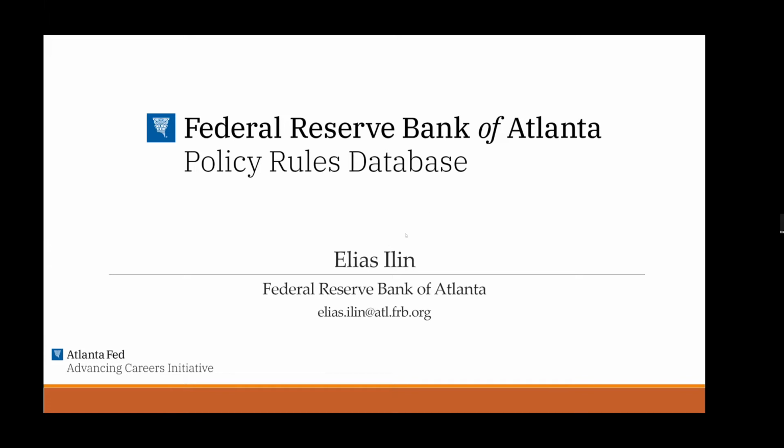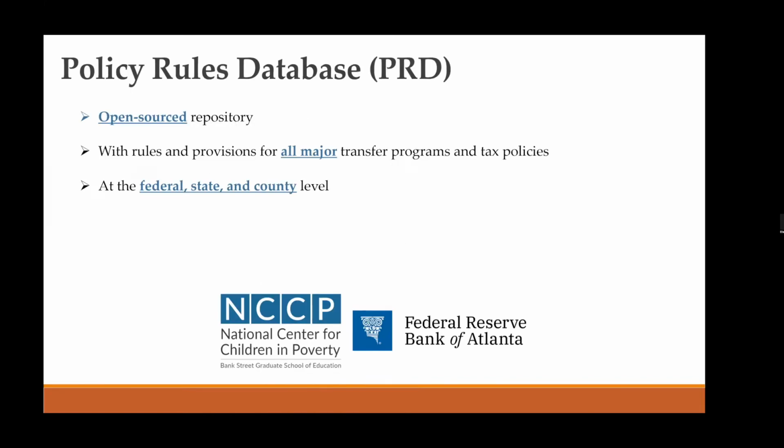So first of all, what is the Policy Rules database? The Policy Rules database, or the PRD for short, is a fully open source repository with information on rules and provisions for all major and also some of the minor public assistance programs and tax credits. These rules and provisions are at the federal level, state level, and when applicable, even at the county level. PRD also has historical rules that go back to 2011 for all programs. For some programs, like the federal child tax credit, we track the rules all the way to the origination of the program, which in the case of the federal child tax credit was 1998.